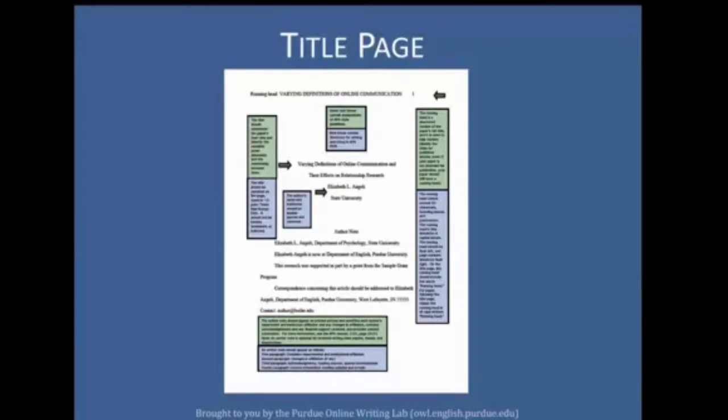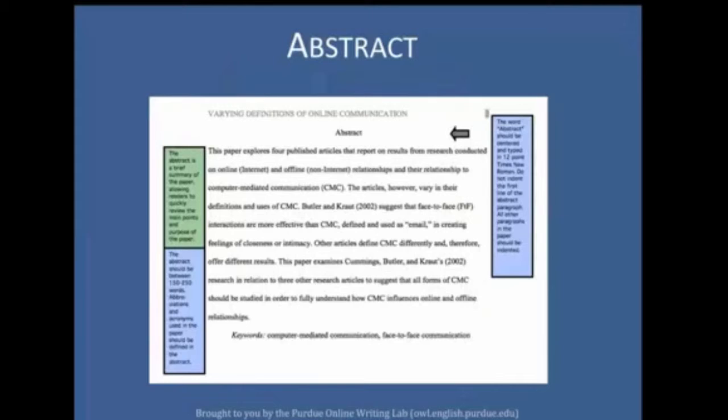Insert page numbers flush right at the top of the page. Include a number on the first page. Start a new page to create your abstract. If you have inserted a header, this page should already include the page header with your title in all capital letters. On the first line, center the word abstract without italics, bolding, underlining, or quotation marks.